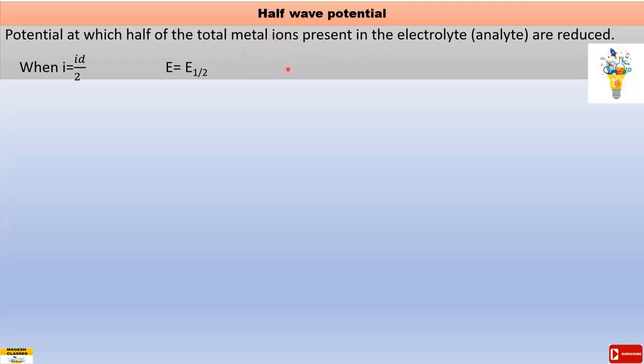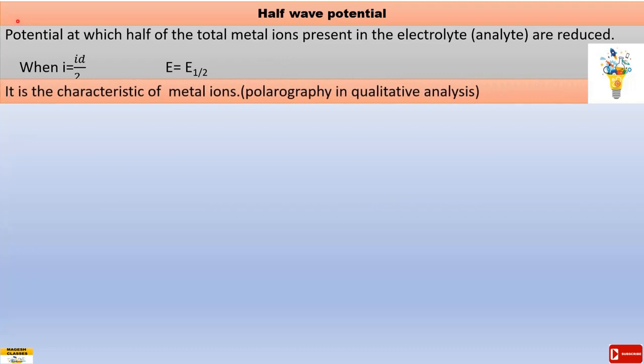By using half-wave potential, you can find out the nature of the electrolytes. So it is used in qualitative analysis. It's the characteristic of metal ions. So polarography is used in qualitative analysis.